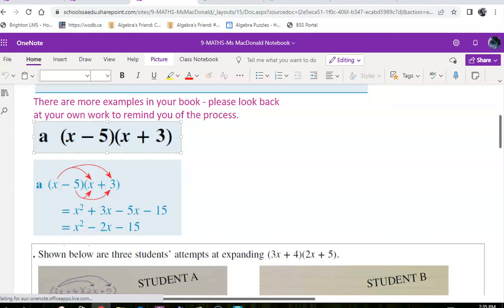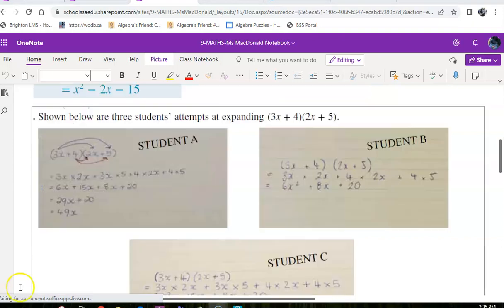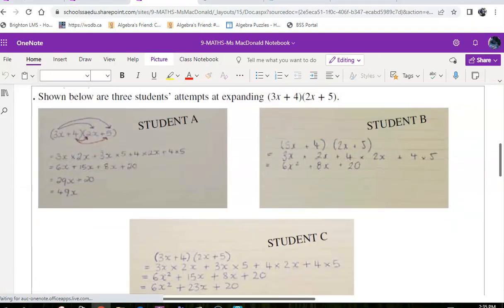And if you can't read your work and can't follow it, what does that tell you? Get neater. Okay? Be neater. Should only take you like 5 minutes.